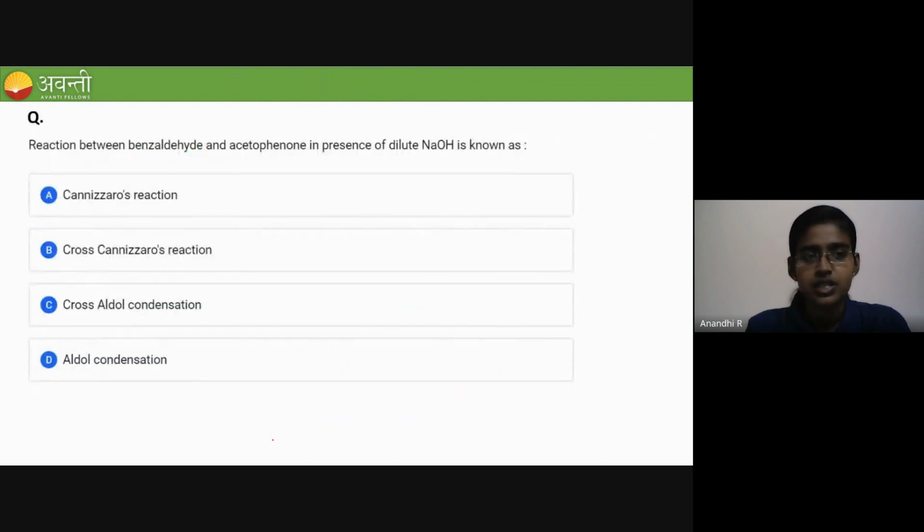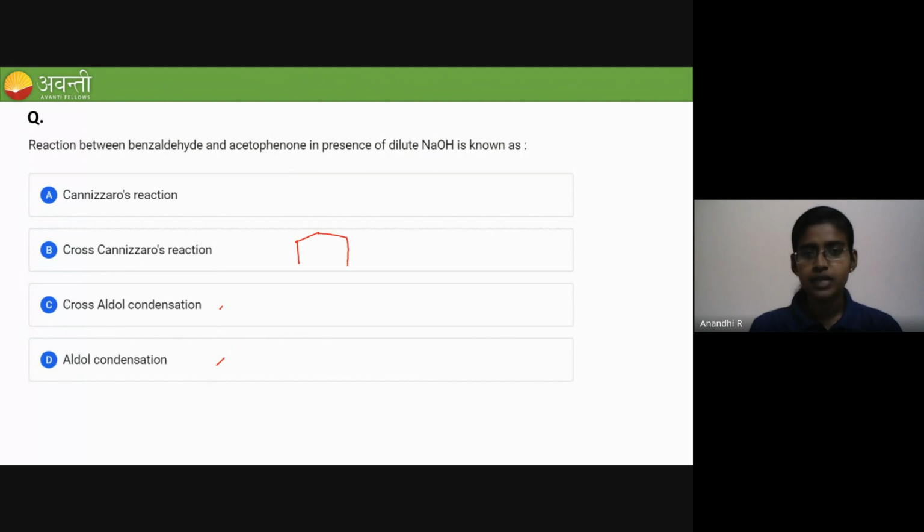Take this question. Reaction between benzaldehyde and acetophenone in presence of dilute NaOH is known as? What is the name of this reaction? Cannizzaro, cross Cannizzaro, cross aldol and aldol. Cannizzaro I'm going to discuss next, as that is the next reaction. So you can find out the answer from these two options. Tell me whether it is cross aldol or aldol.